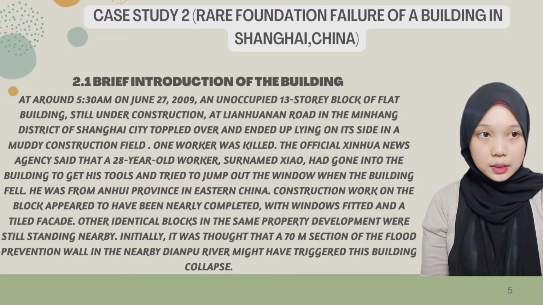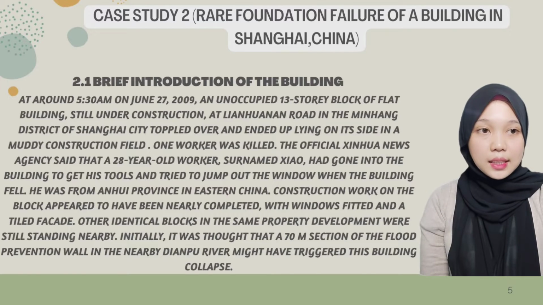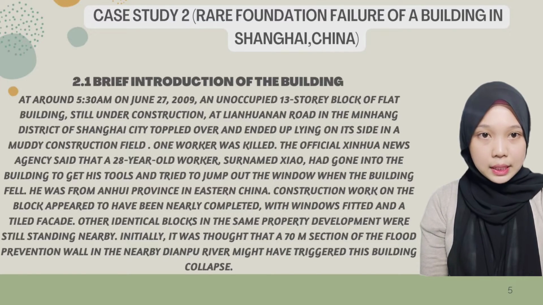One worker was killed. The official Xinhua news agency said that a 28-year-old worker had gone into the building to get his tools and tried to jump out the window when the building fell. He was from Anhui province in eastern China. Construction work on the block appeared to have been nearly completed, with the windows fitted and a tiled facade. Other identical blocks in the same property development were still standing nearby.